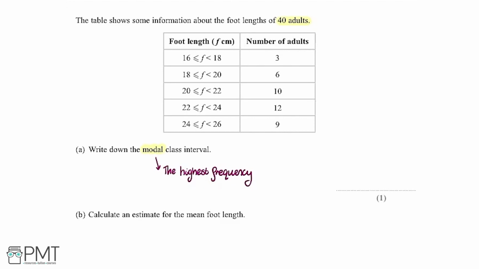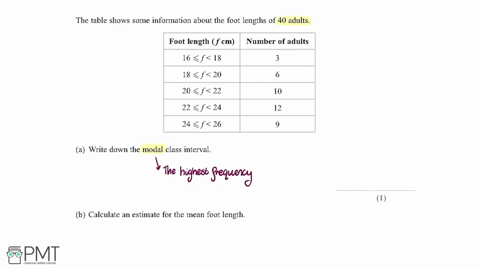So here are all our class intervals, and here are our frequencies along here. So our modal class interval is going to be this one here. So the foot length being greater than or equal to 22 and less than 24. And that's because it's got the highest frequency, so we've got 12 here.